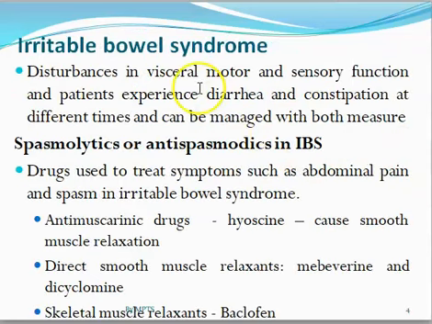Let's go to IBS, the irritable bowel syndrome. These are disturbances in the visceral, motor, or sensory function, and patients experience diarrhea and constipation at different times. It can be managed with measures for both diarrhea and constipation. However, sometimes we use spasmolytic or antispasmodic agents. These are drugs used to treat the symptoms of abdominal pain and spasm with irritable bowel syndrome.